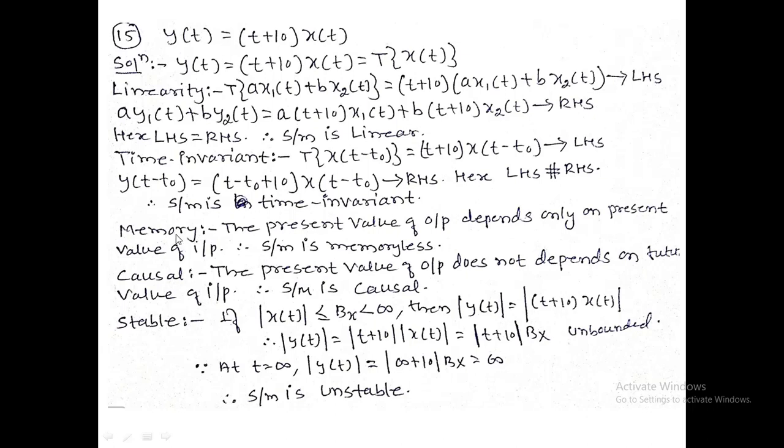Next problem, memory. Here the present value of the output depends on present value of the input, and the system is memoryless. Means the system output does not depend upon the future input, and the system is causal.